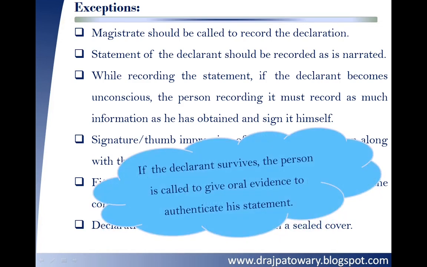And if the declarant survives, the declaration will still have some documentary value, but its evidentiary value will be subject to cross-examination and oral evidence to authenticate his statement. So if the person survives after giving the declaration, he will be called to the court to testify that yes, this is the declaration he has given.